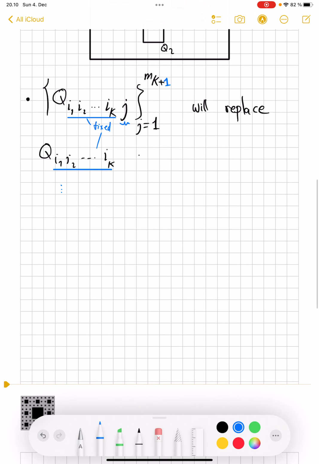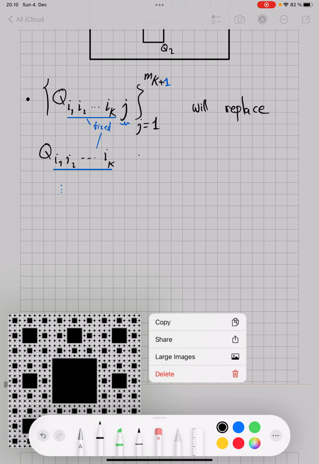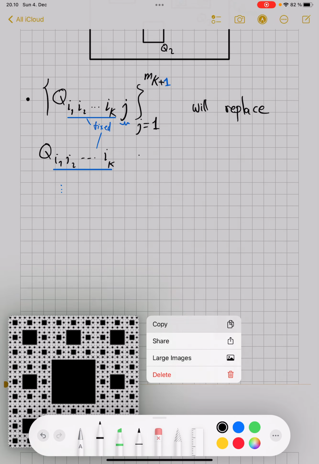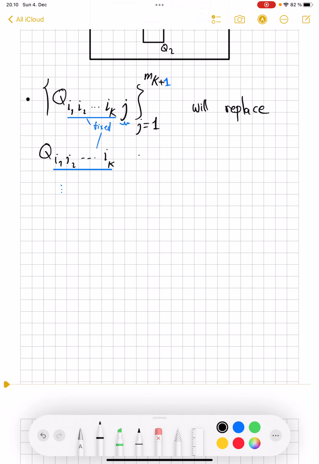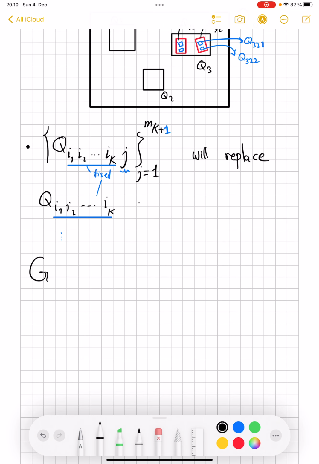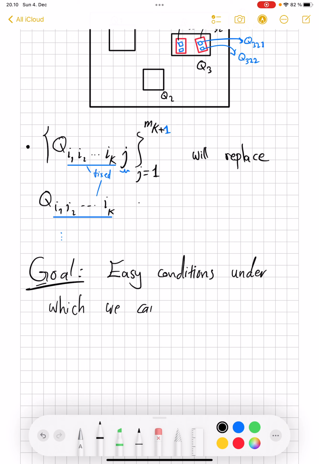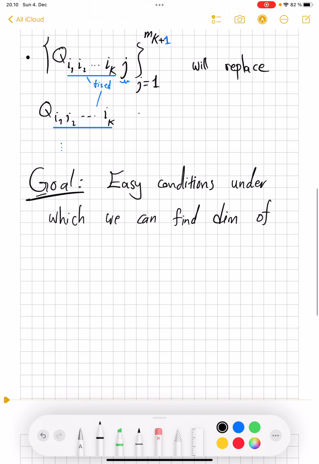So the goal will be easy and computable conditions under which we can find the Hausdorff dimension of the resulting Cantor set.